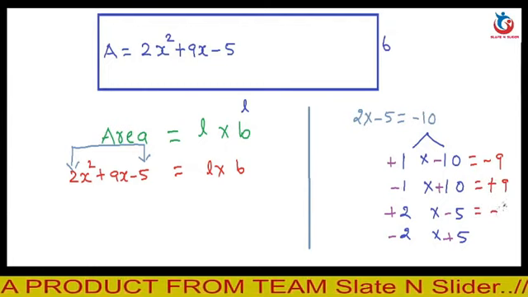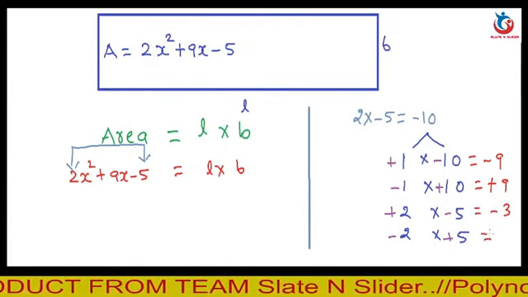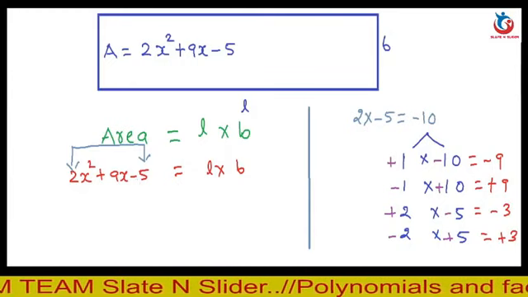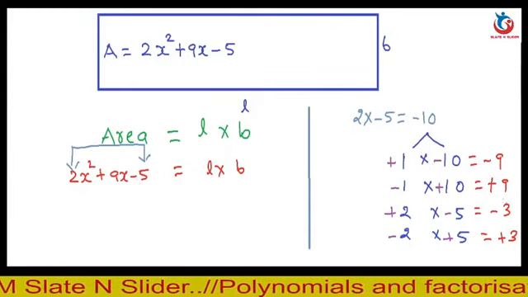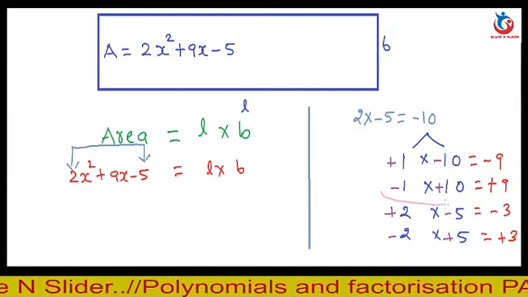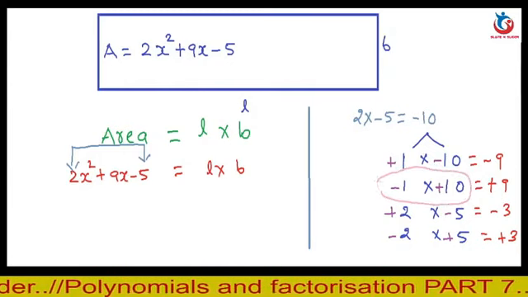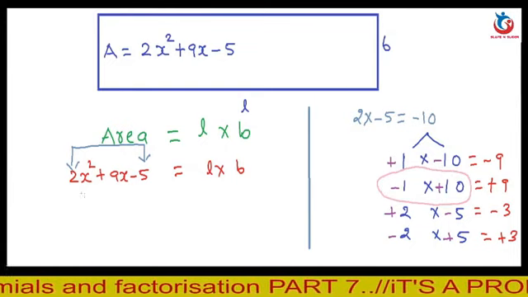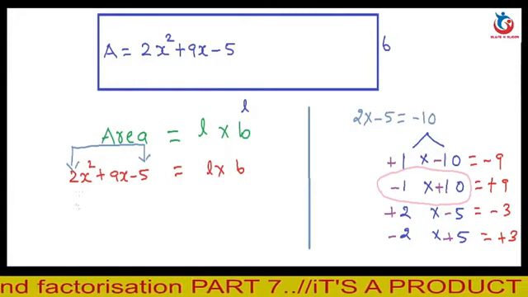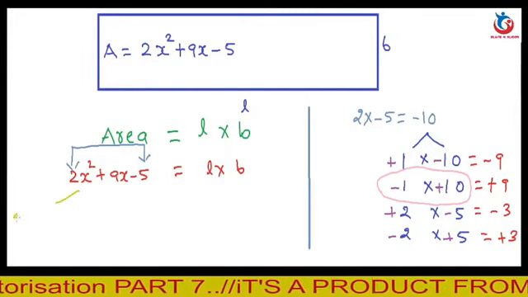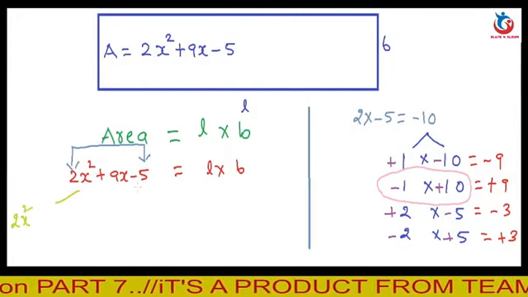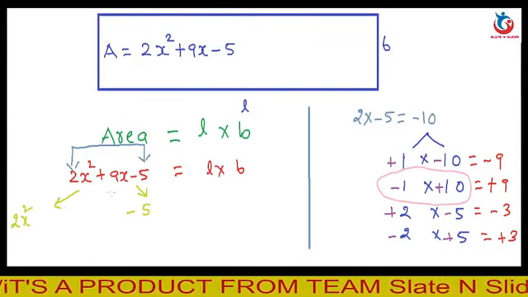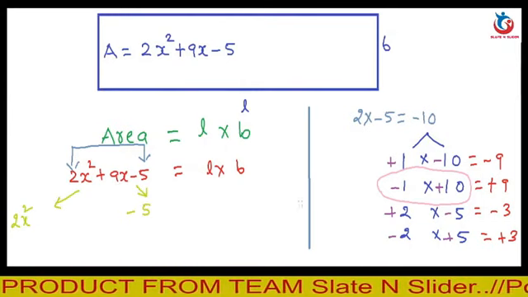So like that, the coefficient of the middle term is plus 9. So where did we get this plus 9? By taking the factors minus 1 plus 10. So for this, what should we have to do? We have to write 2x square, don't change this, and write the last term that is minus 5. For the middle term plus 9x, replace this plus 9x with the factors.